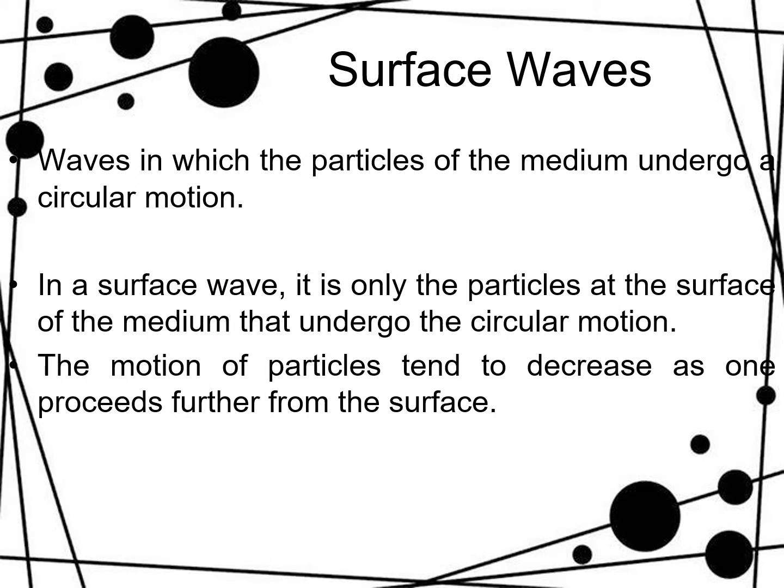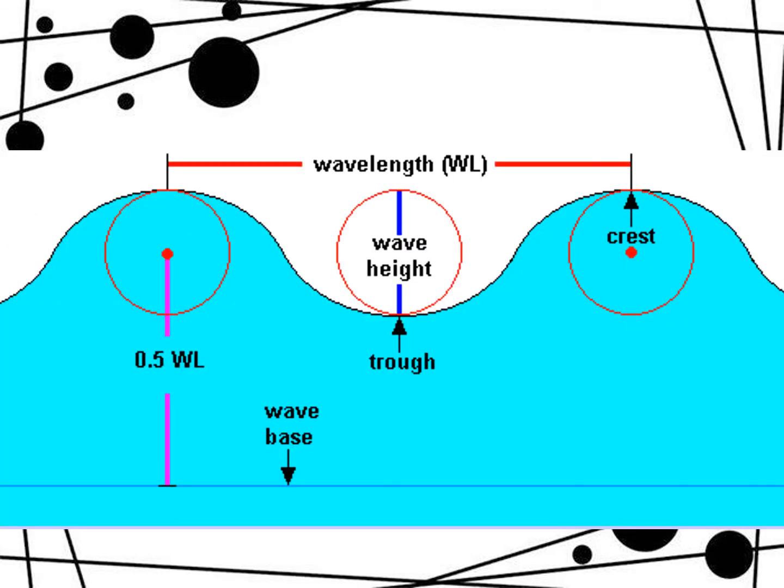Let's move now to surface waves. Waves in which particles of a medium undergo a circular motion. Best example is when you're playing with water na sa loob ng basin, and then tinap mo yung center, and then it would create a circular motion. Ibig sabihin, yung upper surface lang yung magke-create ng circular motion, pero yung ilalim hindi, because in a surface wave, it is only the particles at the surface area of the medium that undergo the circular motion. So the motion of particles tends to decrease as one proceeds farther from the surface. Okay, this is an example of surface wave. Kung titignan po natin, yung sa taas lang po, yung surface area lang po ang may wave. Pero pagdating sa baba o sa bottom, wala. Yun po ang example ng surface wave.